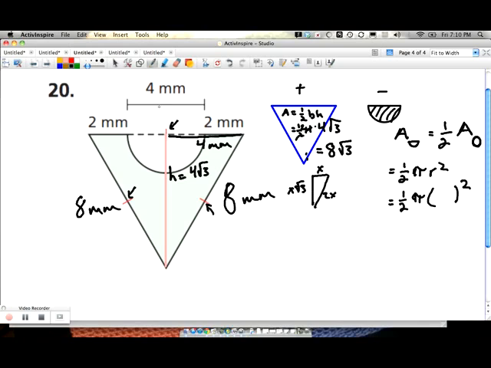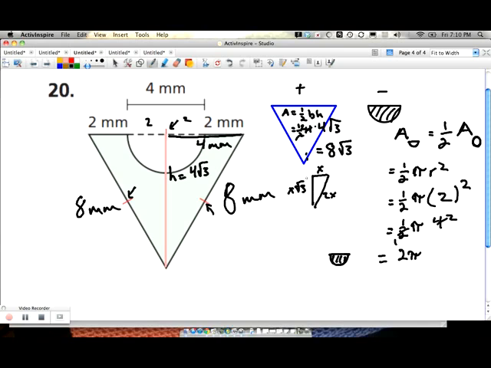So I'm going to square it. Well, if the diameter here is 4, then that means the radius, or half of it, is 2. And so is this radius. That's 2. So I'm going to plug in 2 for my radius here. Let's see what I get. 1/2 times pi times 4, because 2 squared is 4. The 2 and the 4 reduced to 2 over 1. So we got 2 pi for the semicircle. So that's our negative area.